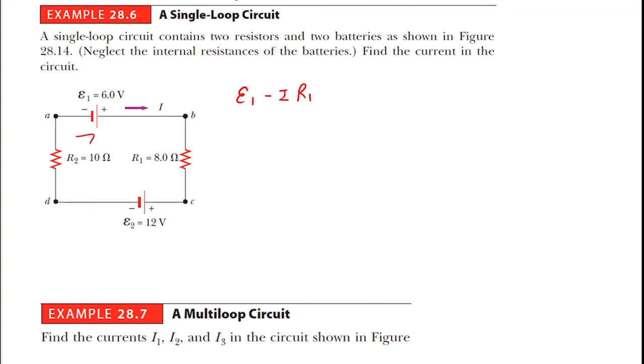Okay? Now you have to go through this. So from here to here, are we gaining or losing potential? This is definitely the higher side compared to this. So this one, you have to write as negative. That makes sense to you? And then here, you lose again when you go through this. So minus IR2 has to be zero is what Kirchhoff's law is saying.